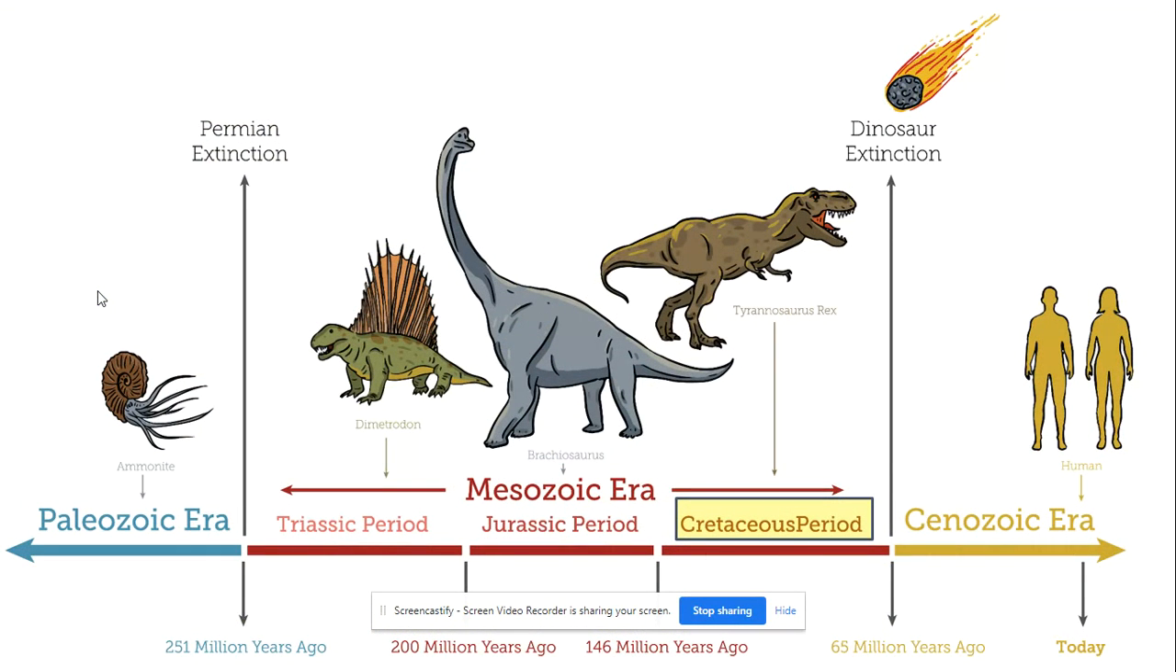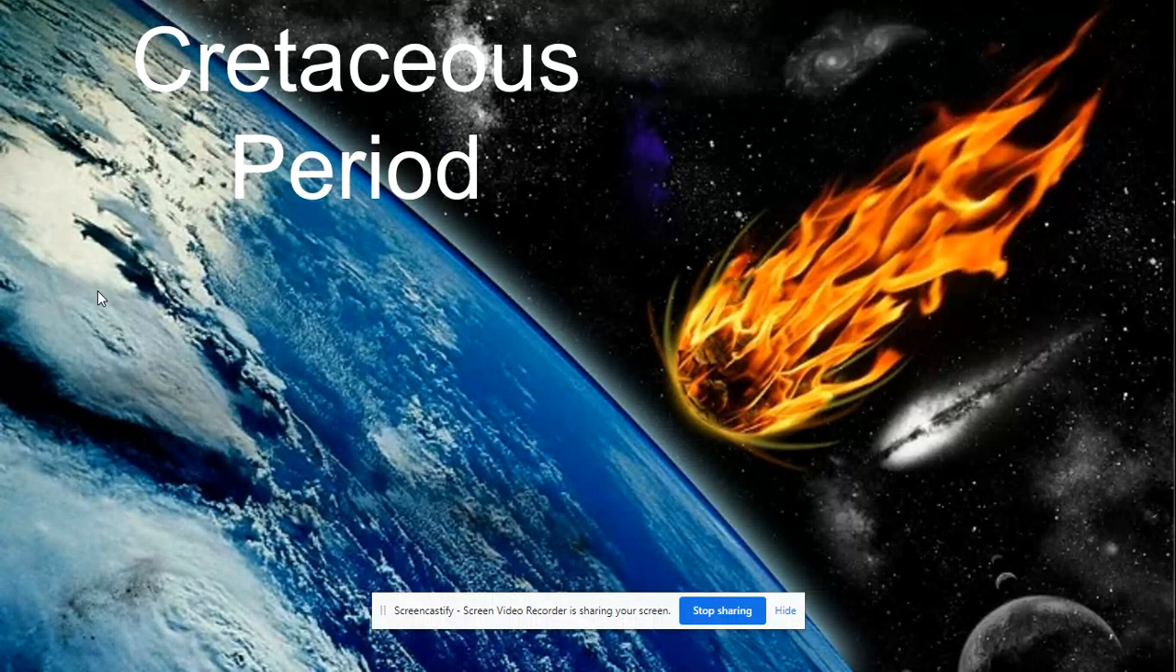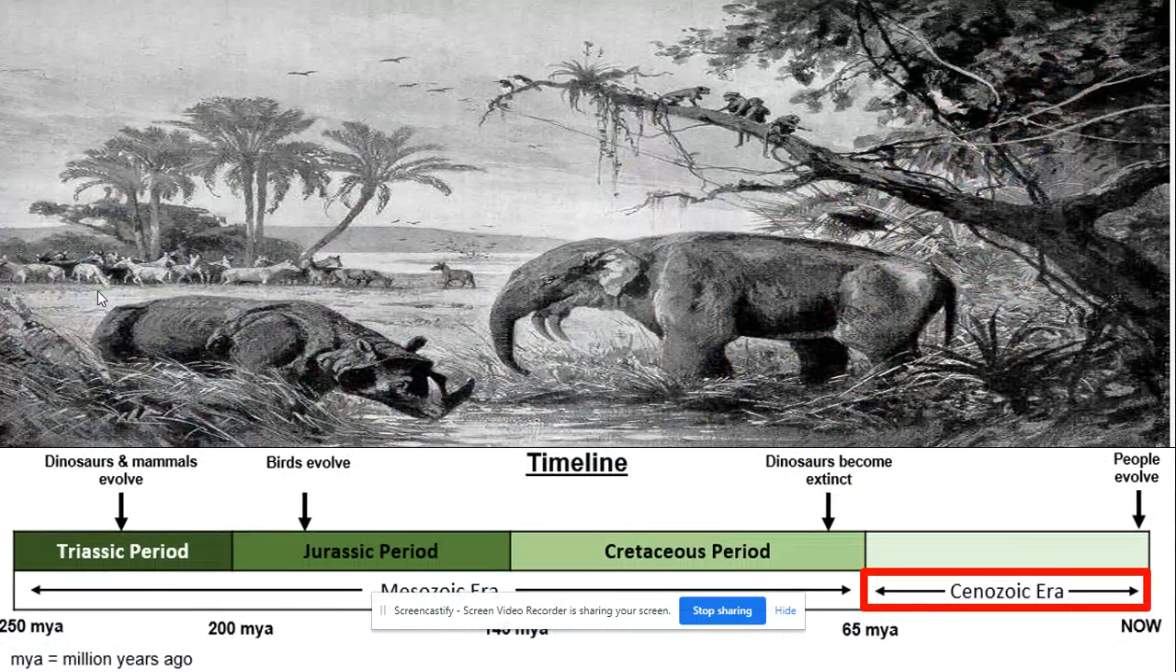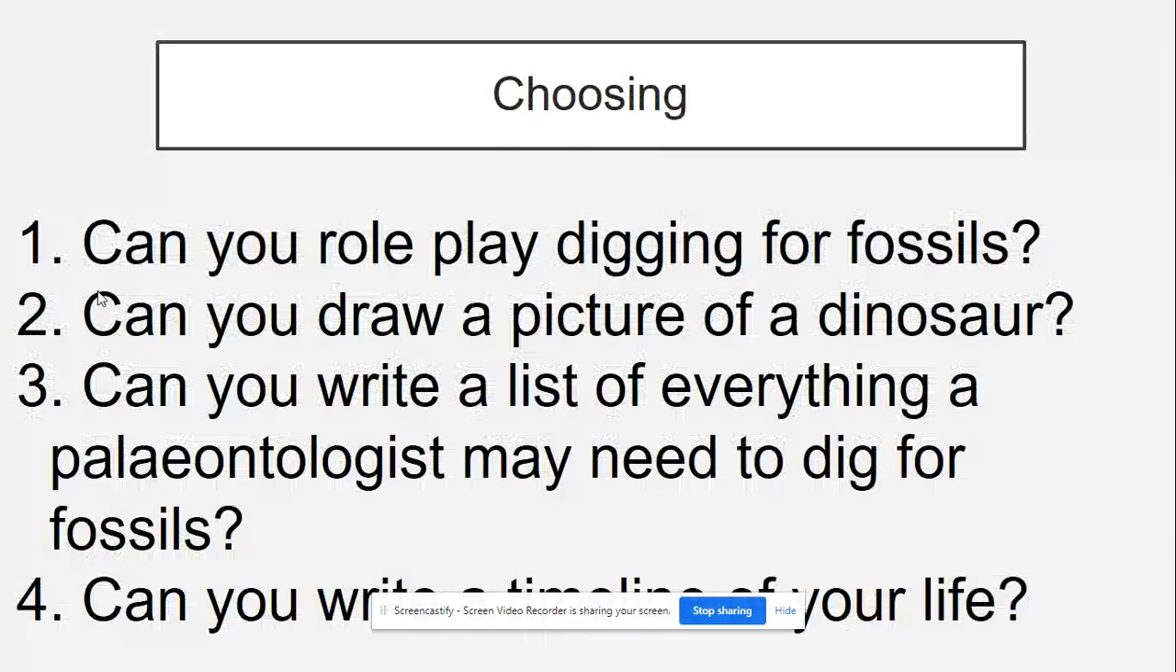So the next period is the Cretaceous period, which is when the T-Rex was alive, and this was just before the dinosaurs became extinct. Now, the reason why they became extinct is it could be that an asteroid hit the Earth, and that's when they all became extinct millions and millions and millions of years ago. But the Cretaceous period is when they became extinct, and the next era is the Cenozoic era, which is when people evolved, like me and you, and that's the era that we're in now.